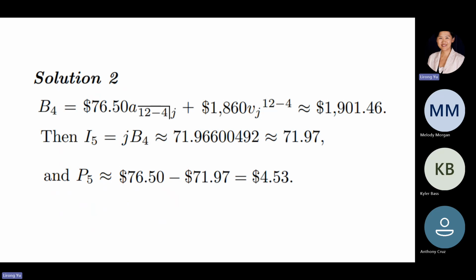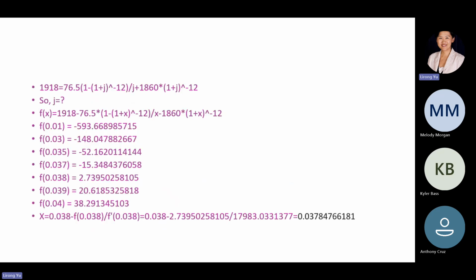We find out J. J is the solution for the equation. J multiplied by the outstanding balance in the last period is how much interest we were supposed to pay at time 5. And then since the total payment is 76.5, you subtract the interest and you have the P5. That would be the amortization of the premium. Any question?